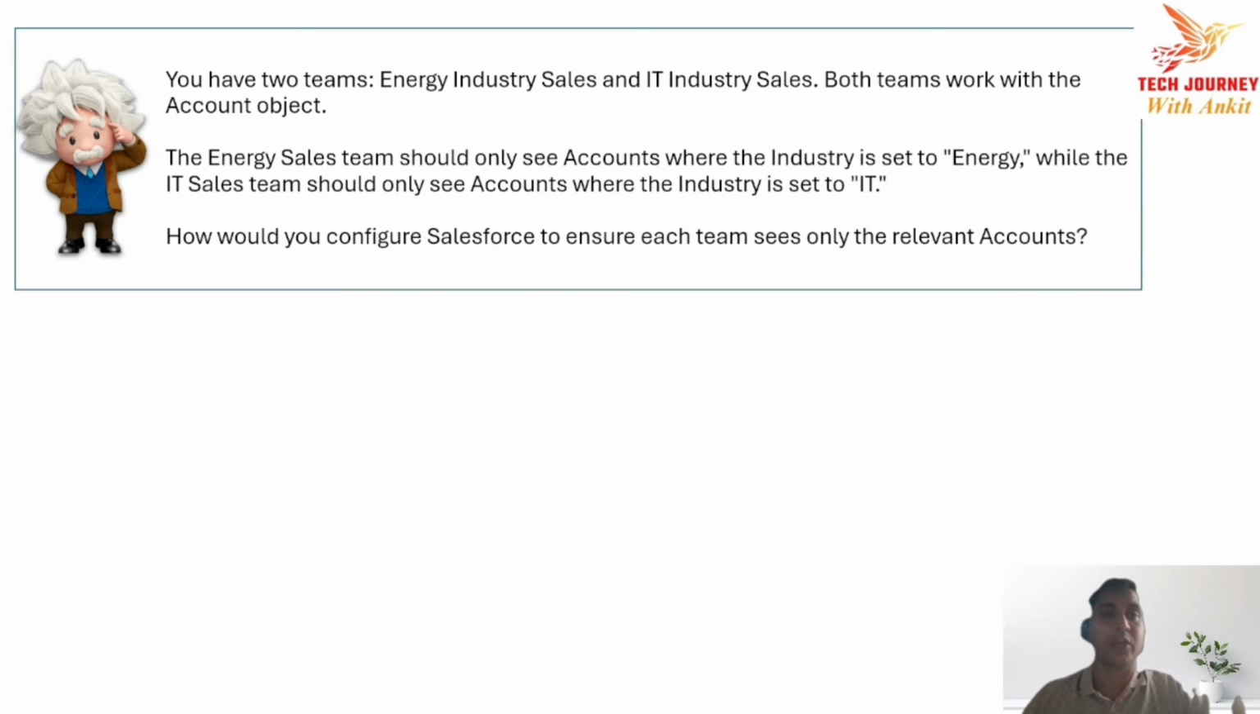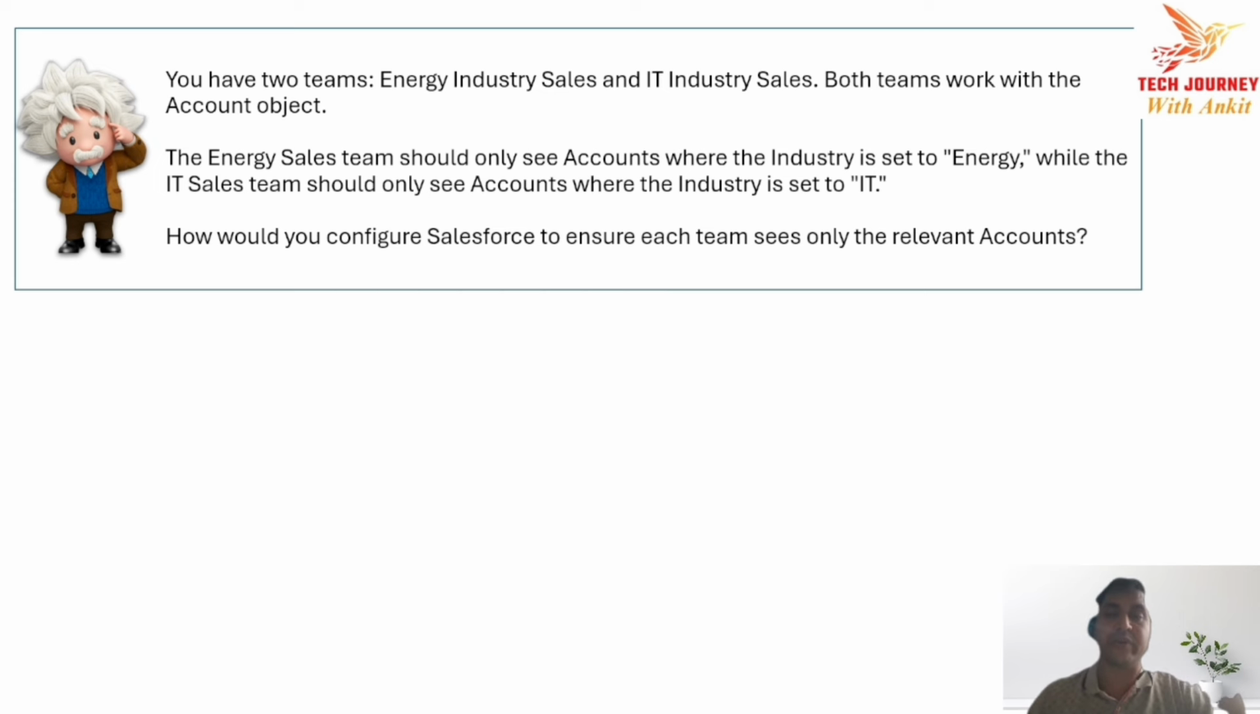Next question. You have two teams, energy industry sales and IT industry sales. Both teams work with the account object. So there are two teams here. One is the energy industry sales and the second one is the IT industry sales. And both the teams work on the account object. Now the requirement here is that the energy sales team should only see the accounts where the industry is set to energy, while the IT sales team should only see the accounts where the industry is set to IT. How could you configure this to ensure that each team only sees the relevant account records?